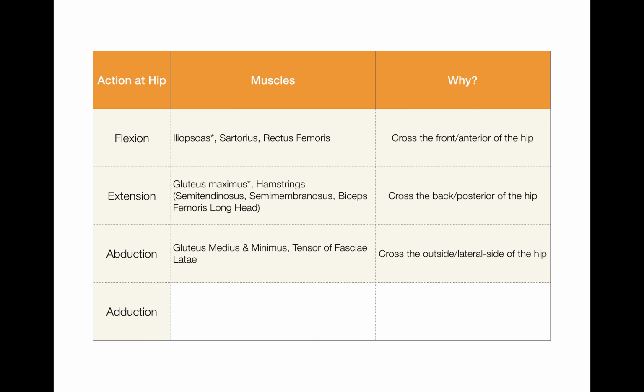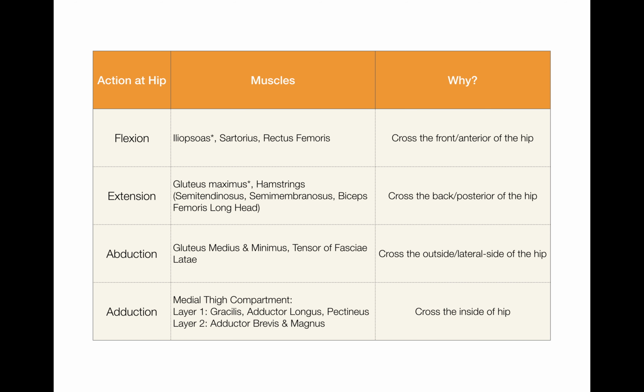Adduction, that's to pull the thigh back in. Muscles can only pull, so they have to be on the inside of the hip, and the muscles that are inside of the hip are referred to as the medial thigh compartment. Now they're organized in two layers. Layer 1 is the gap, GAP, and layer 2 is adductor brevis and magnus. Recall that if you have a longus, you probably have a brevis deep to it. Okay, and these can perform adduction because they cross the inside of the hip. They're underneath the hip joint, if you will. Okay, they're medial to it.